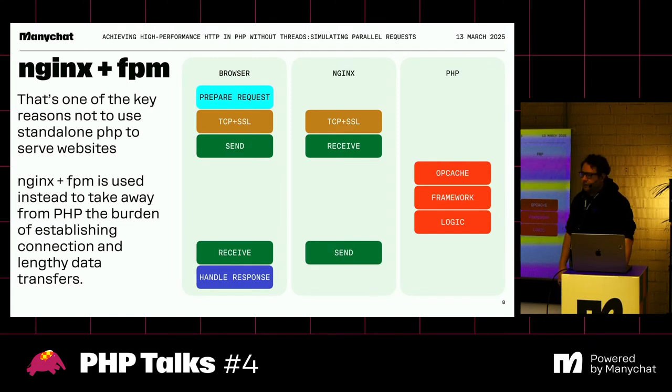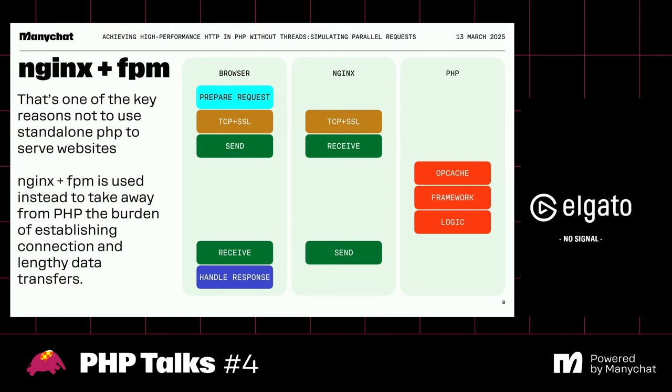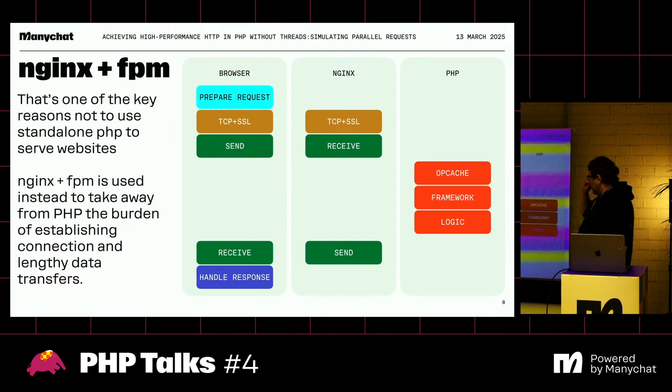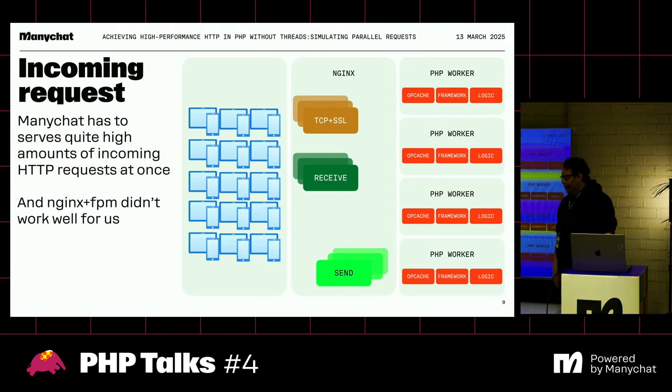That's one of the key why people don't use PHP to do all this work. Most of the time they use, for example, Nginx as a web server in front of PHP FPM to offload much of the burden from PHP of establishing concurrent TCP and SSL connections with the client, to buffer the incoming request body, and only then transfer it to PHP, and buffer the response from PHP, and then transfer it back to the client.